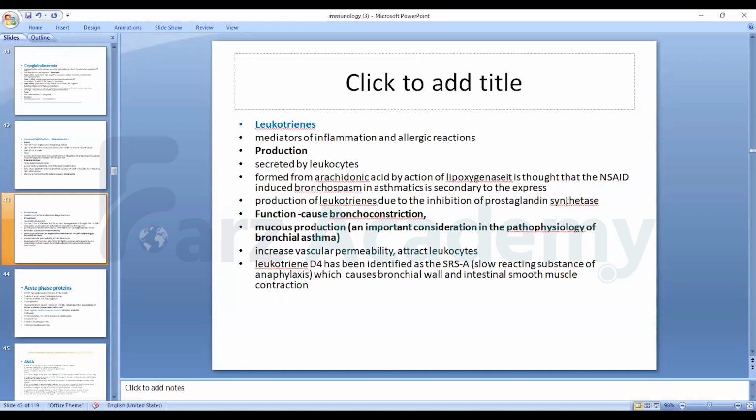So what do they cause? They cause bronchoconstriction and mucus production, an important consideration in the pathophysiology of bronchial asthma. They increase vascular permeability and attract leukocytes. Leukotriene D4 has been identified as the slow reacting substance of anaphylaxis, which causes bronchial wall and intestinal smooth muscle contraction. That's why we give montelukast, which is a leukotriene receptor antagonist.